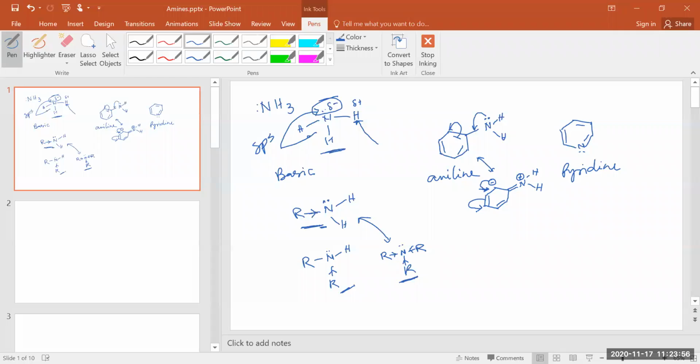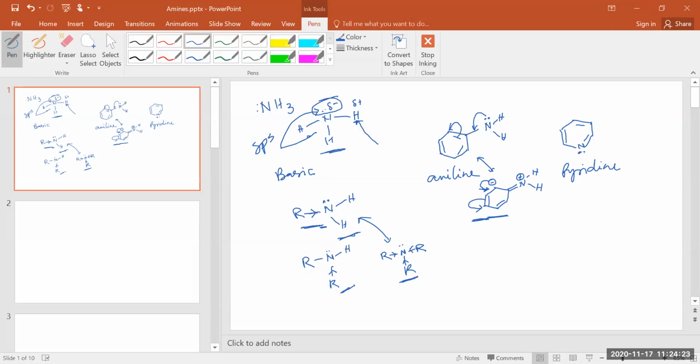So what do we see here? The lone pair is engaged in resonance with the ring, so it is not available that much. So the basicity of anilines is much less than the aliphatic amines. Why? Because the lone pair is not freely available. It is in resonance with the ring.